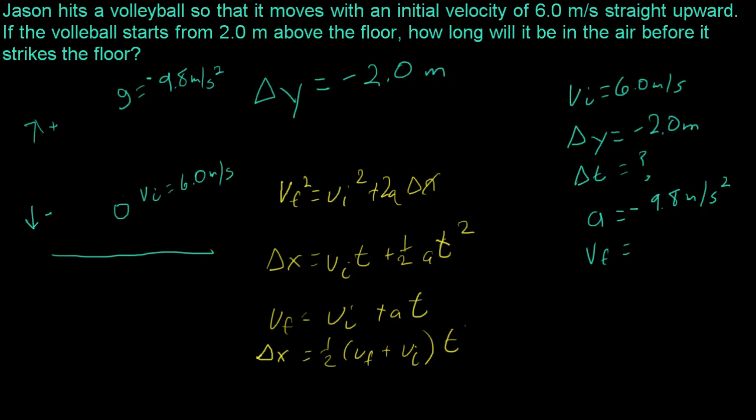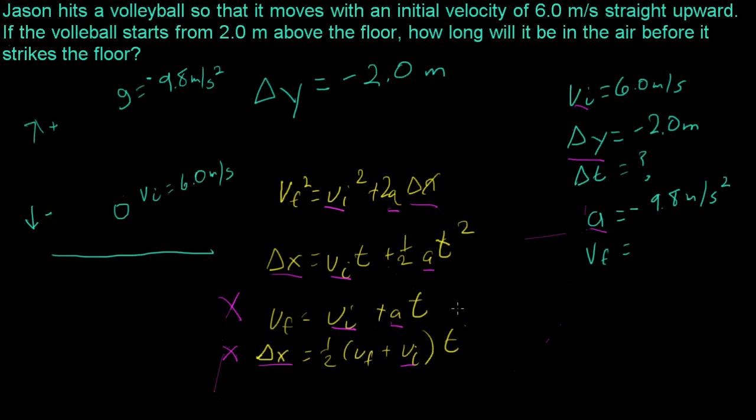We've got vi, so let's underline all the vi's. Okay, good. So far we can use any of the equations. We've got delta y, so let's underline all the delta y's. Okay, so probably not going to use this one right now. We've got a, so underline all the a's. Okay, so we're probably not going to use this one either right now.